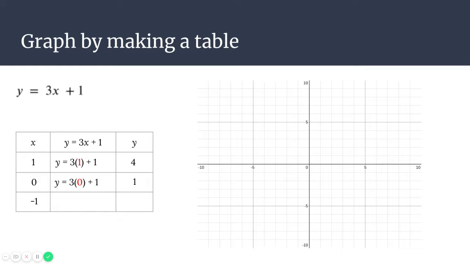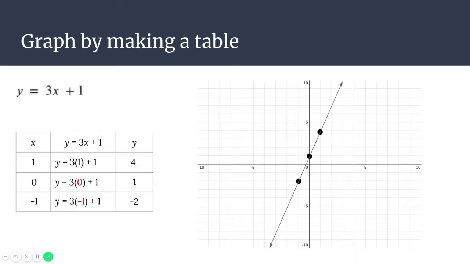When I plug 0 in, we're going to get a 1. For the last one, when I plug negative 1 in, I get negative 3 plus 1, so I'm going to get negative 2. That's going to give me 3 different ordered pairs. So I've got 1, 4 that I can plot, I've got 0, 1 that I can plot, and then I've got negative 1, negative 2 that I can plot, and then you can draw the line through the 3 points. So there's your fallback plan if we can't remember how to do the x and the y intercepts.